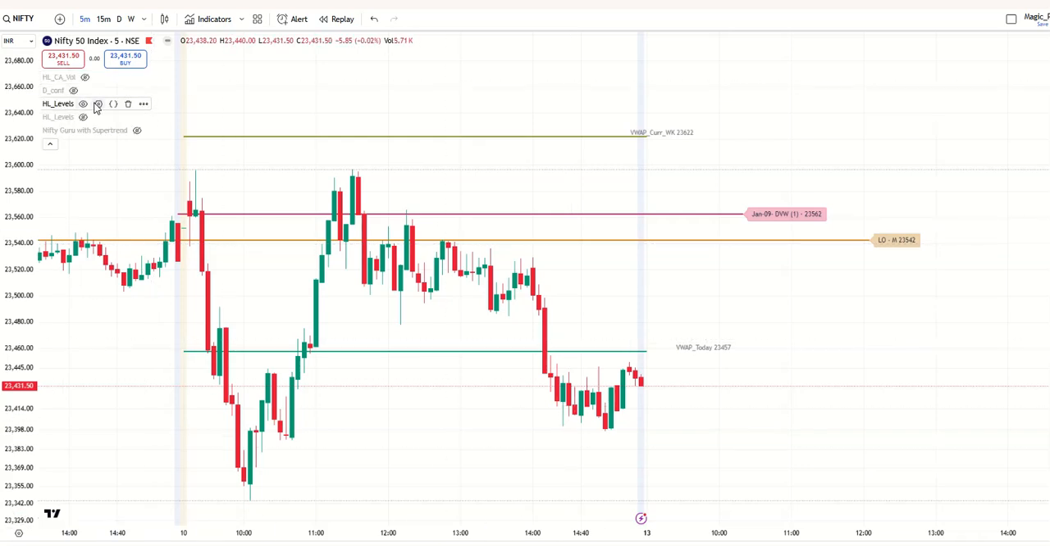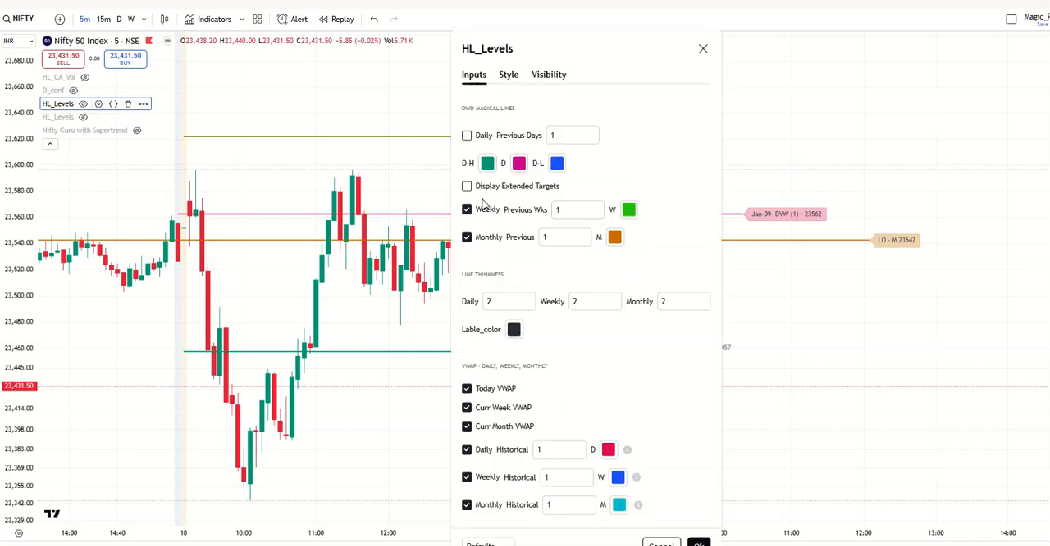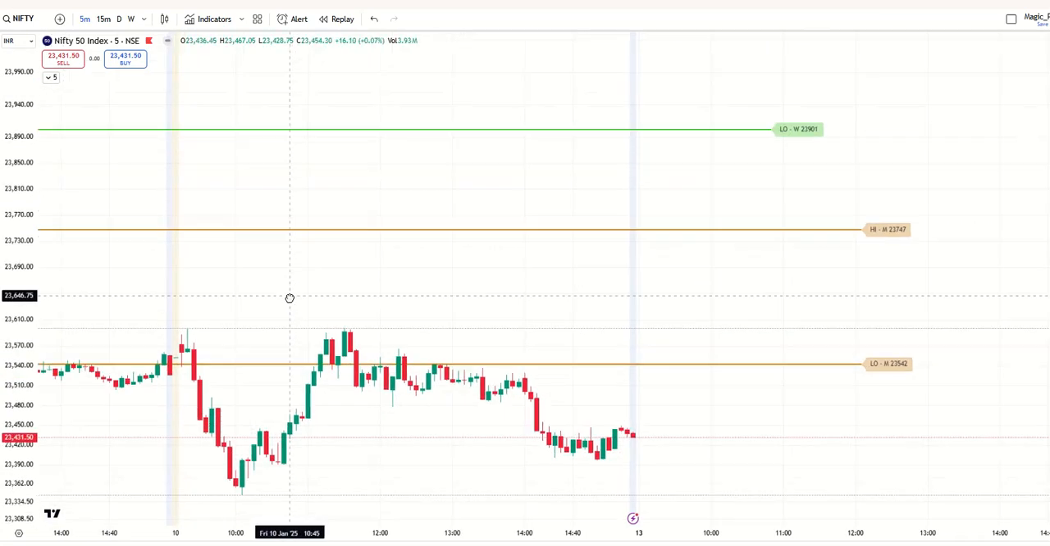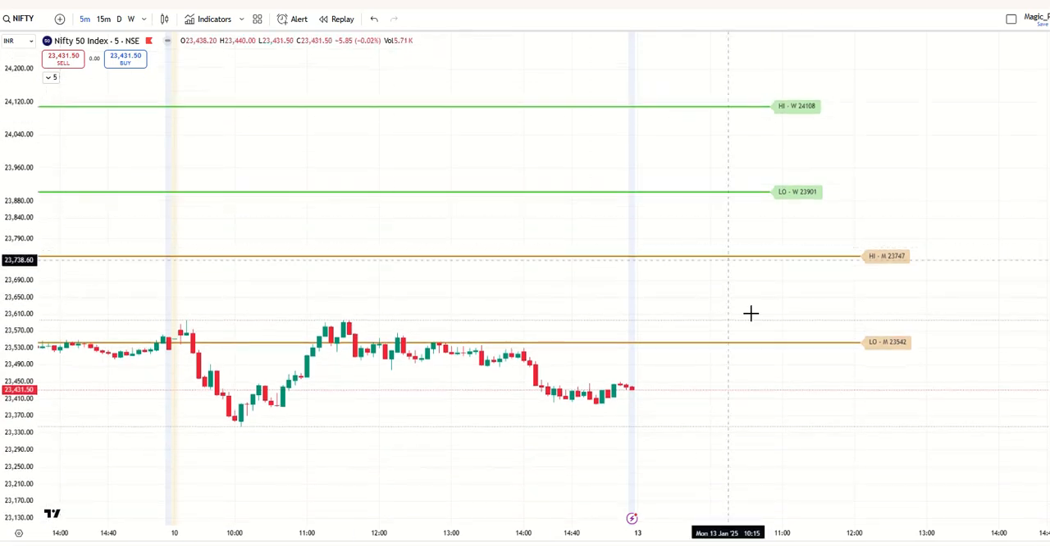Now, our Magic Level indicator is this, and you have all these settings. Let's say you disable everything, you don't remove the settings, and keep only two things, weekly and monthly, nothing else. So when you do this on weekly and monthly, let me go back and show you. You will be able to see only four levels: high of the week, high of the month, low of the week, low of the month. These levels can be anywhere, it doesn't matter. These four lines only you will see on the screen when you enable only those two.